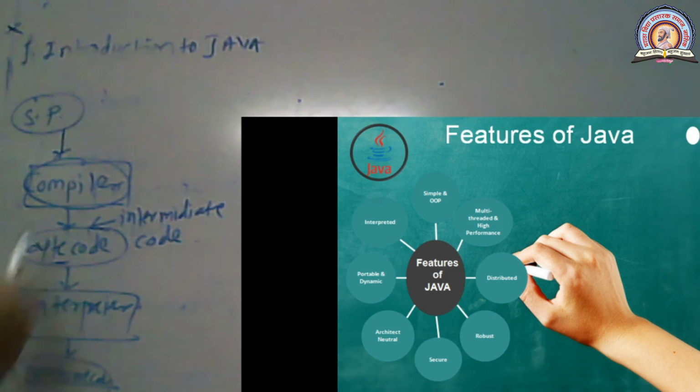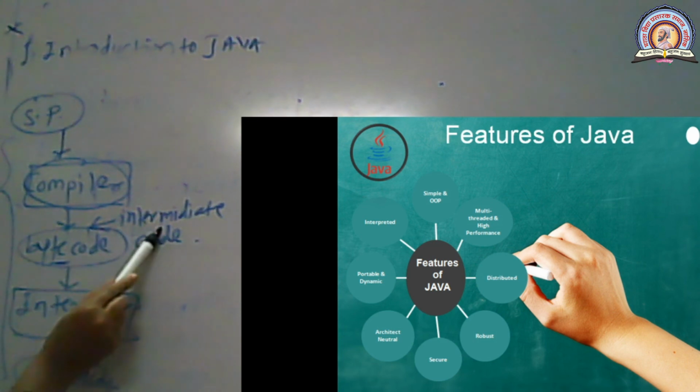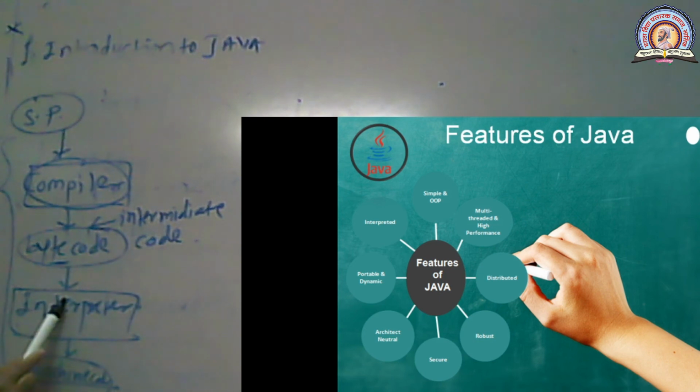Okay, so this is the execution flow of any Java program. The source program is given to the compiler, then the compiler converts it into a byte code. That byte code is an intermediate code. Then that byte code is given to the interpreter, that is the Java interpreter. The Java interpreter takes one instruction at a time, interprets it and immediately executes it. And finally, we get the output of the program.